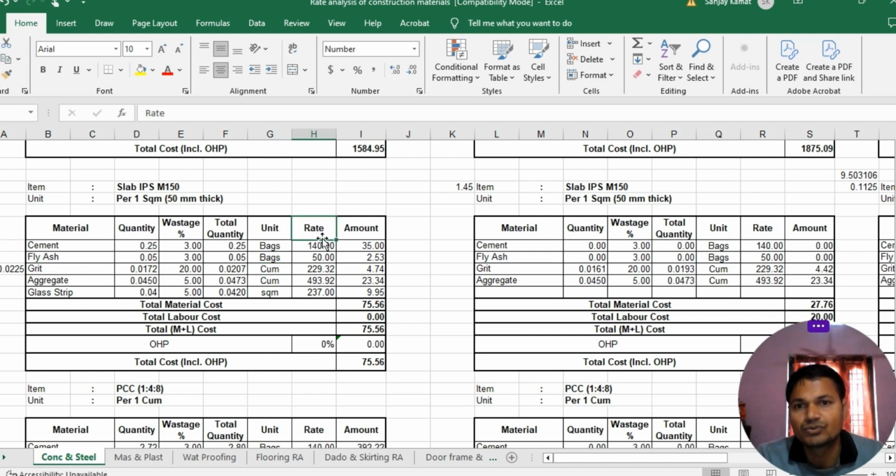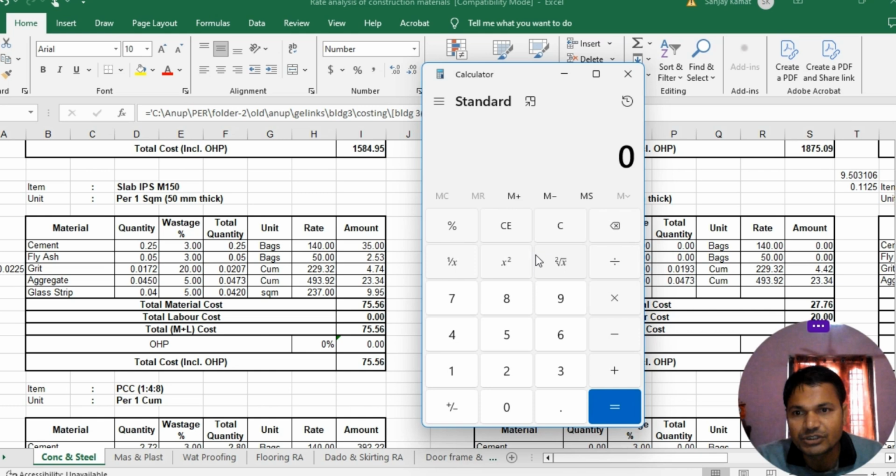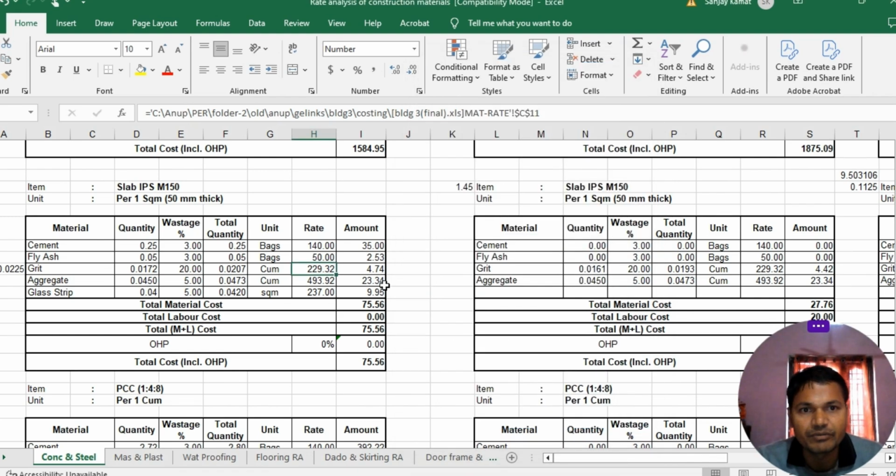Okay, so now the grit rate is how much? 229 point. So once we get the rate of the grit and the total quantity of the grit, then we can multiply this. Let's multiply, how much is it coming? So grit 0.0207 into 229.32. If you do, then how much is it coming? 4. So our calculation is correct.